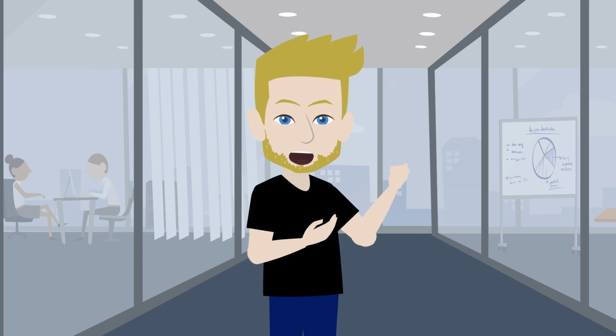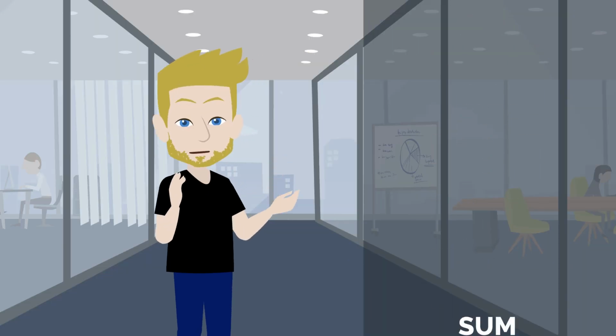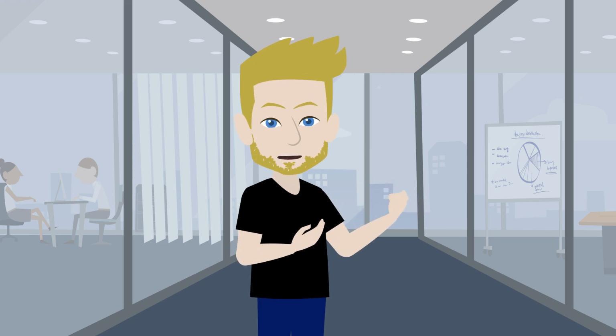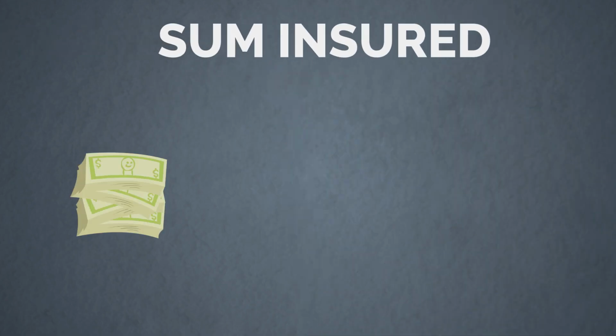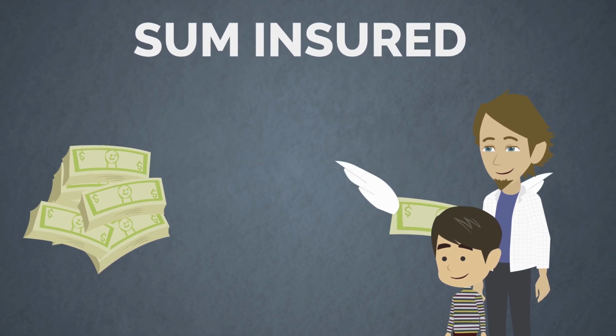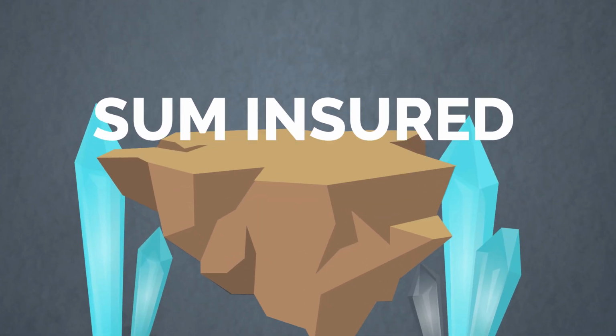The primary components of a life insurance policy are the sum insured, premium structure, and policy term. Let's examine each of these components in detail. The sum insured is the amount of money that will be paid out to your beneficiaries in the event of a claim. This is the core component of your life insurance policy.